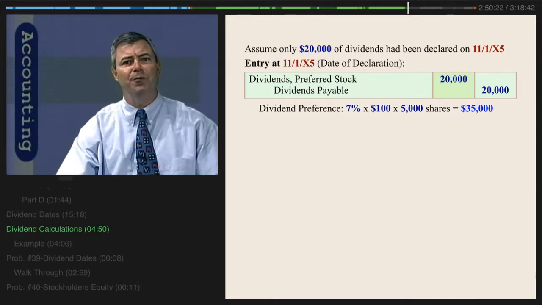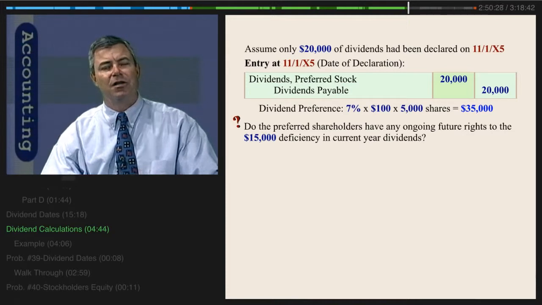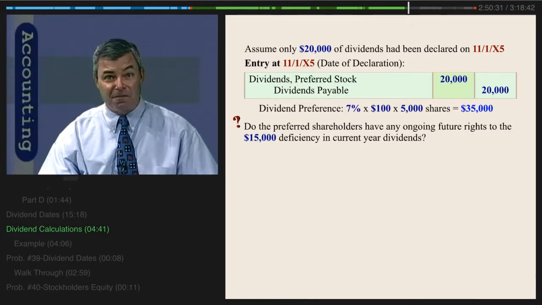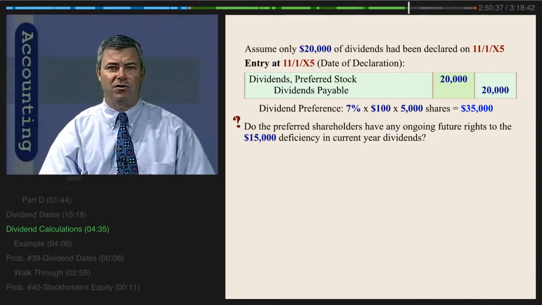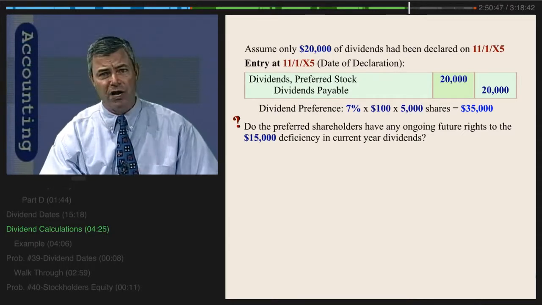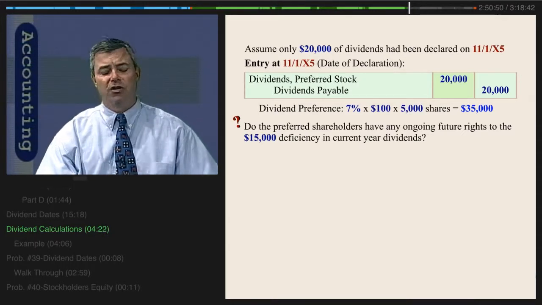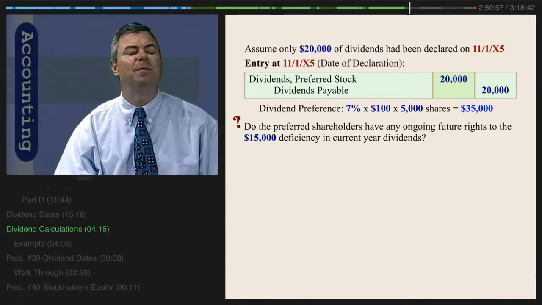But I have another question for you. Do the preferred shareholders have any ongoing future rights to the $15,000 deficiency in the current year dividend? You know, we had a right to $35,000 of preferred dividends, yet you only declared $20,000, so there's a deficiency in our preference this year of $15,000, which is $3 per share. You're shorting us. And the question is, do we have any kind of ongoing rights to that, legal claims? The answer is, it depends.